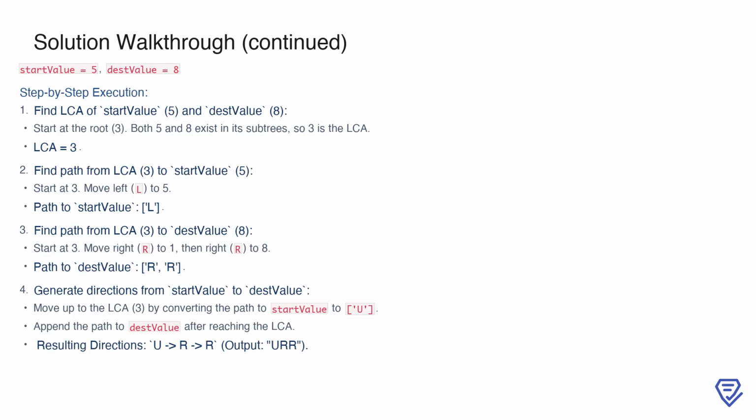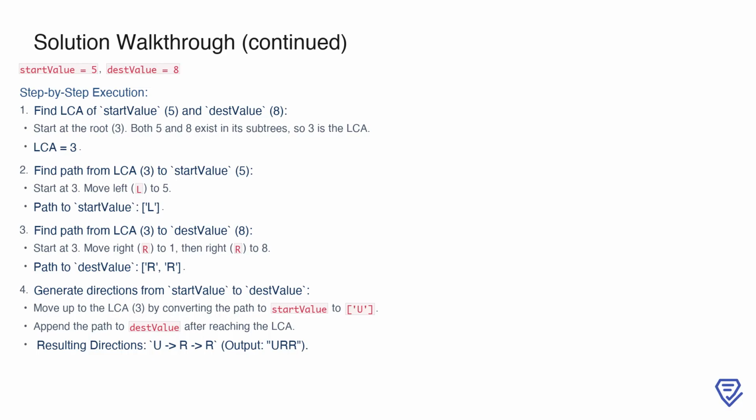In this second example, we are given a different tree with root node 3, and the start value is 5 while the dest value is 8. To find their LCA, we start at the root node 3. Both 5 and 8 exist in the left and right subtrees of node 3, making it the LCA.